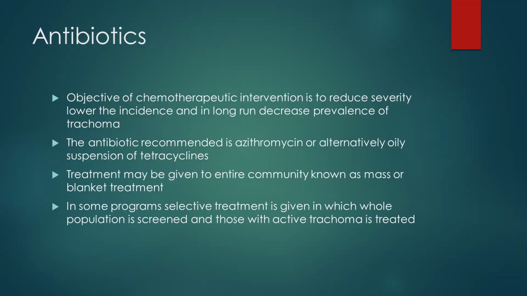Then antibiotics. Talking about antibiotics, the objective of these interventions is to reduce severity, lower the incidence, and in the long run decrease prevalence of trachoma. The antibiotic recommended is azithromycin, or alternatively an oily suspension of tetracycline. Treatment may be given to the entire community, known as mass or blanket treatment. In some programs, selective treatment is given, in which the whole population is screened and those with active trachoma are treated. In more than 5% prevalence, mass treatment is recommended.